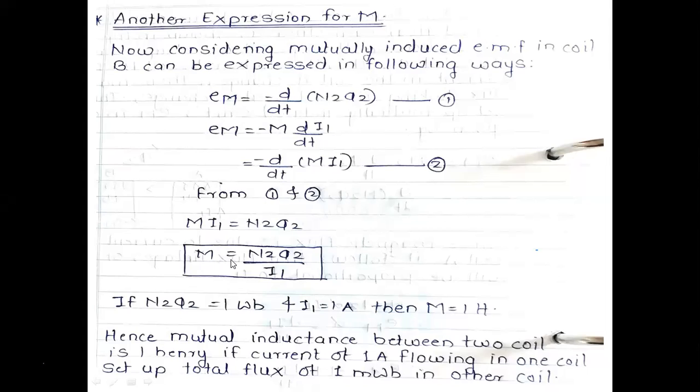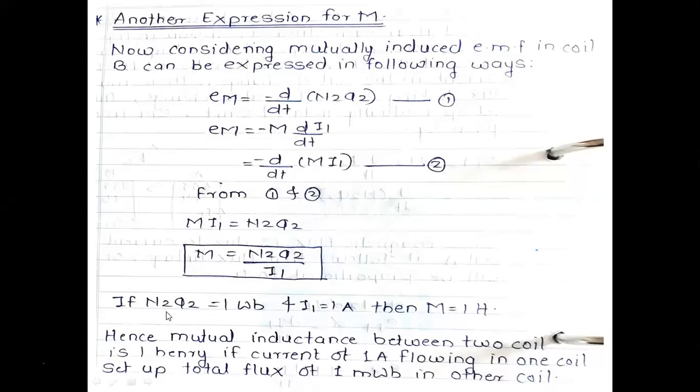This is very important: M equal to N2 phi 2 divided by I1. Because of changing the current I1 only, the flux linkages will change. That is the important thing. So mutual inductance we can calculate easily by using this formula. Lastly, they have told that N2 phi 2 equal to 1 Weber.